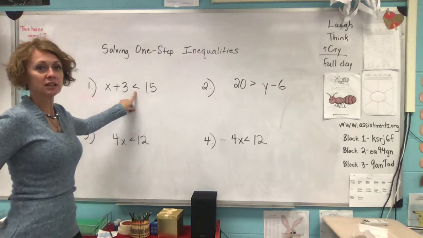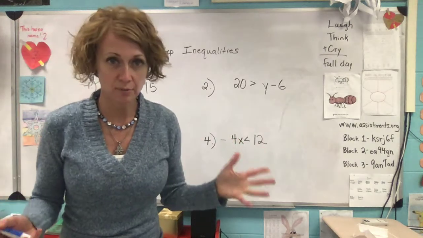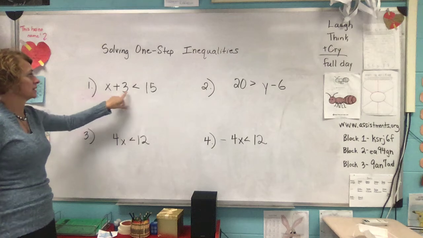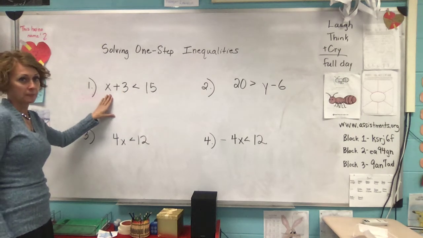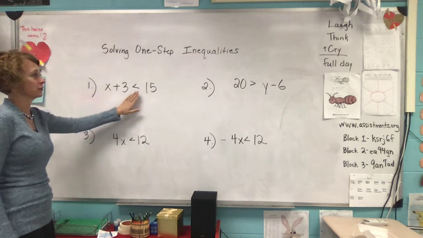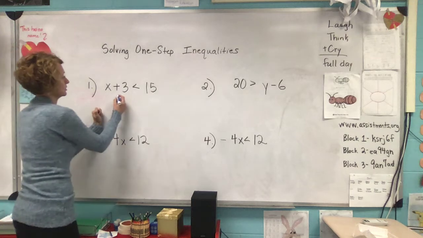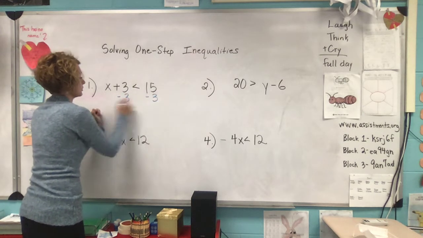So you're going to isolate your inequality statement the same way that you would isolate a variable in an equation. So if I read this as x plus 3 is less than 15, I want to know all the values that x can be, where if I plug those values in and add 3, I get values less than 15. So I'm going to isolate this x just the way I did if this was an equal mark. I'm going to subtract 3 from both sides.